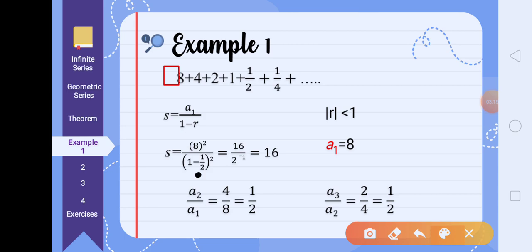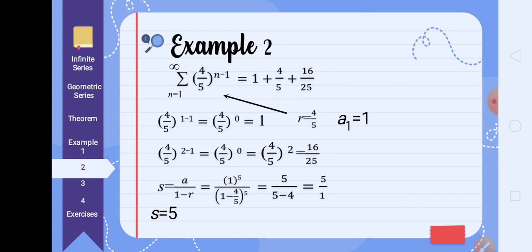So cancel this. This becomes 8 times 2 is 16, and 2 times 1 is 2, so the denominator is 2 minus 1. So 2 minus 1 is 1. 16 over 1 is 16. So our answer is 16. The sum of the geometric series is 16.